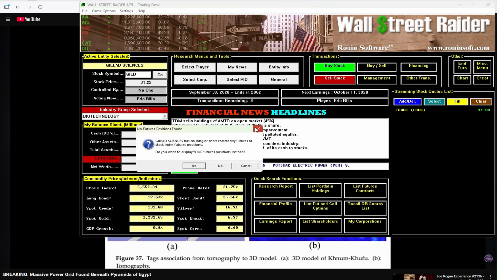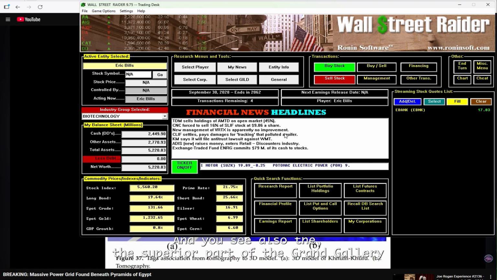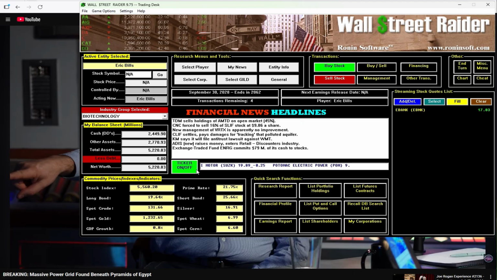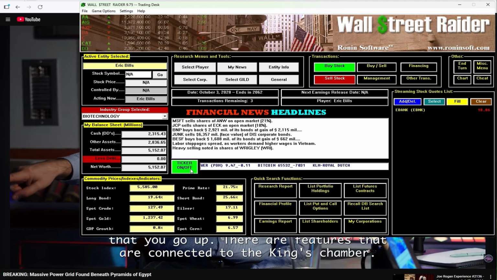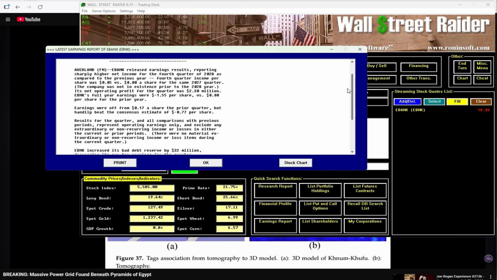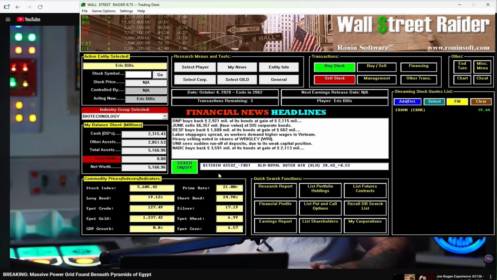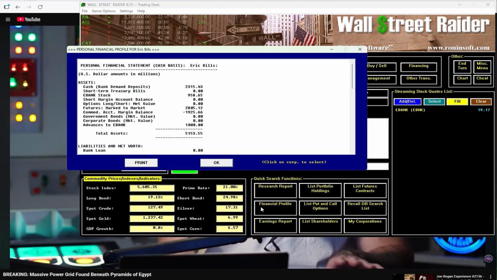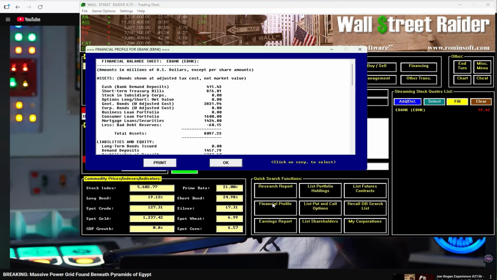So this is the Grand Gallery. And you also see the superior part of the Grand Gallery. Then you go up, and there are features that are connected to the King's Chamber. No, the antechamber. Yeah, the antechamber here. This is very clear. You see it. So again, I'm just showing everybody who hasn't seen this yet the raw data on the right and the extrapolation of the raw data into the 3D model.